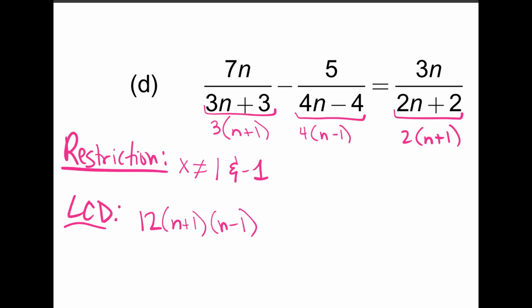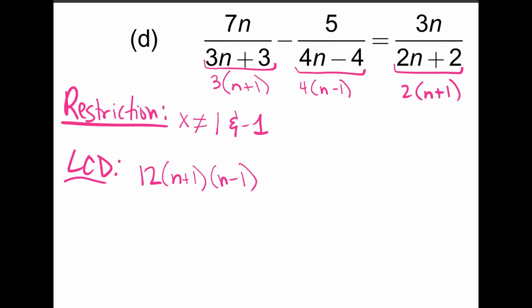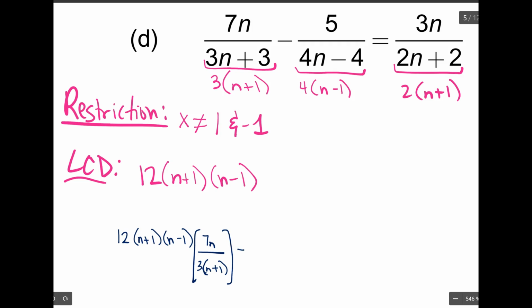Common denominator is 12. N minus 1. And don't forget the N plus 1. Yep. Now what? Then multiply by every single term, each and every one of them. These get some multiplication laws. Yep. And it takes so long to write every single one. It does.